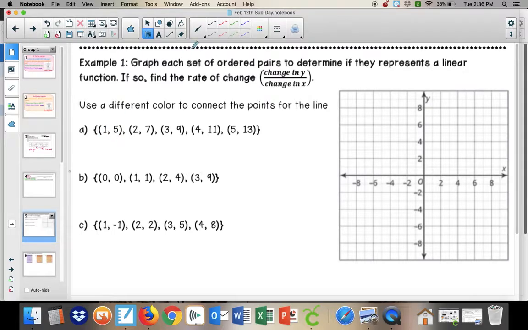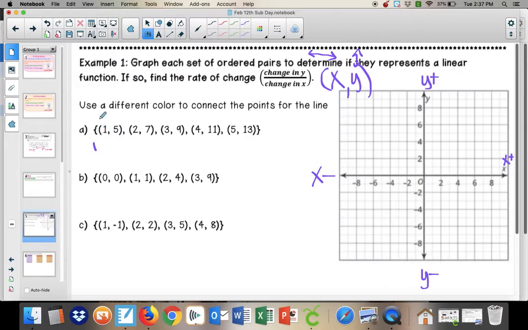So let's start with A. I'm going to use purple. All right, so I have 1, 5. Now remember, when you're on a graph, your y positive goes up. Your y negative goes down. X negative goes to the left, and x positive is to the right. And when we graph a point, it is x and then y. So we start by going side to side, and then we go up and down.